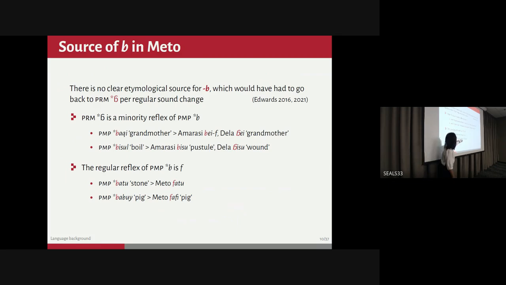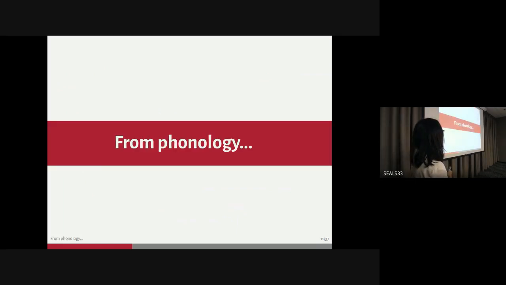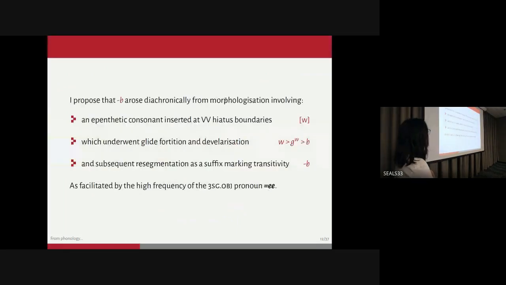So Babi becomes Fafi, Batu becomes Fasu, we already saw this. And if you know anything about PMP, there aren't really any B suffixes that could produce this minority outcome. So we want a more recent source. So what is the source? This is what I'm going to argue. It arose diachronically from a series of changes.